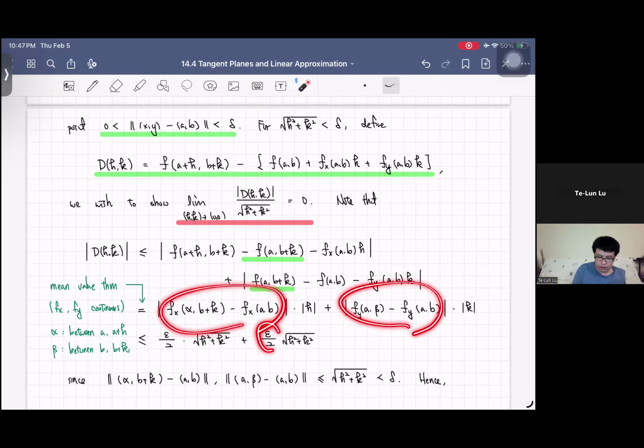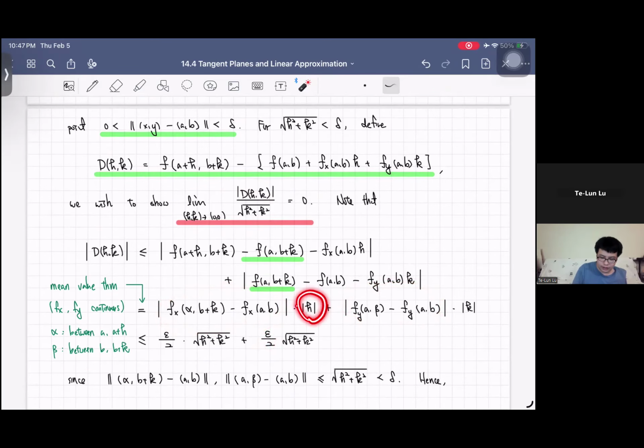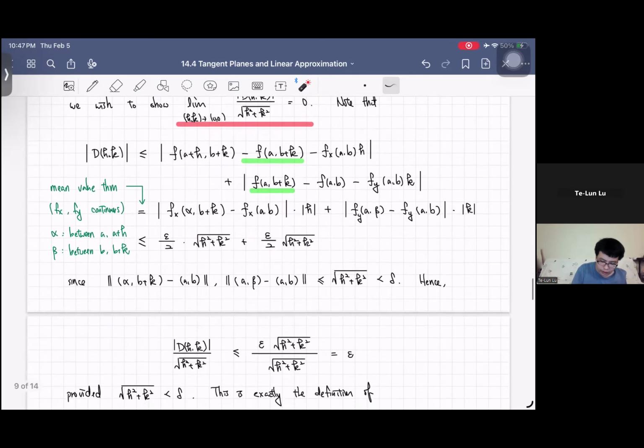And the same thing happens for here. You have that epsilon, whereas |h| obviously is less than or equal to the square root of h squared plus k squared, right? And the same thing happens here. So we see that. Oh, and yeah, I put it here, where we're just stating that these points are close enough so that this happens. So combining these two terms, we have that |d(h,k)| divided by the square root of h squared plus k squared is less than or equal to epsilon times the corresponding thing, and there's a denominator here. So you get simply epsilon at the final stage.